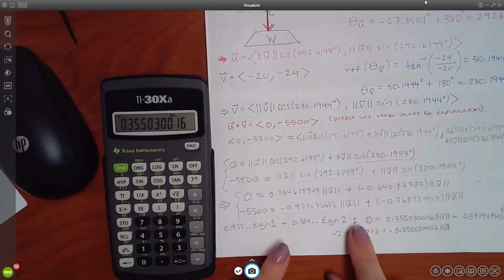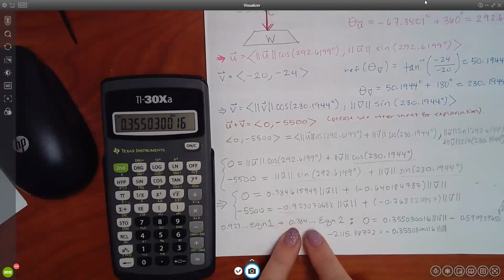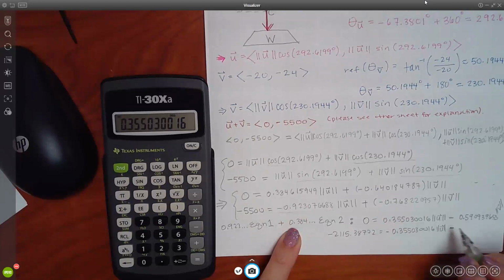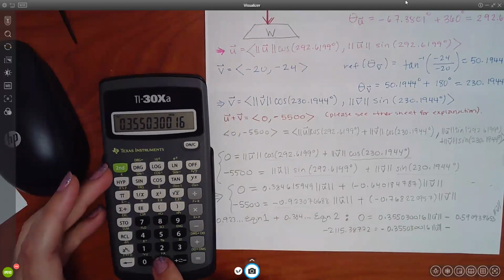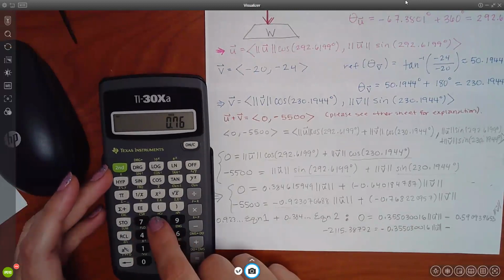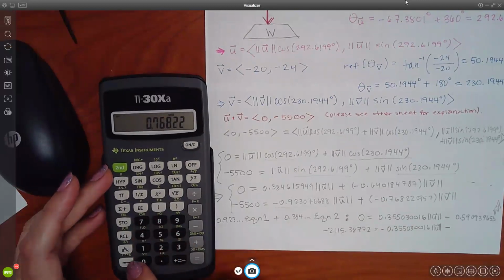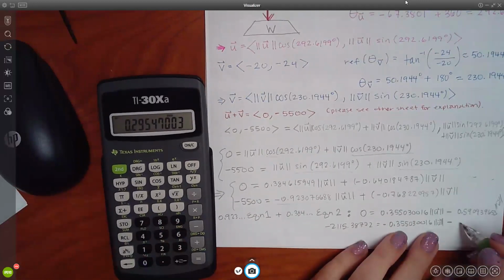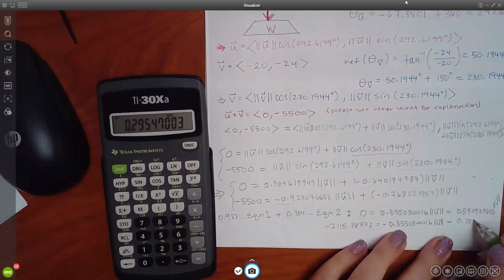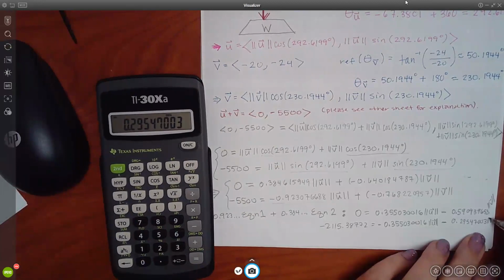And then now I'm going to take the same 0.3 number and multiply it by this. I am going to get a negative. A positive times a negative will give me a negative. So 0.768222095 times 0.384615949. I get 0.295470003, still again multiplied by the magnitude of V.